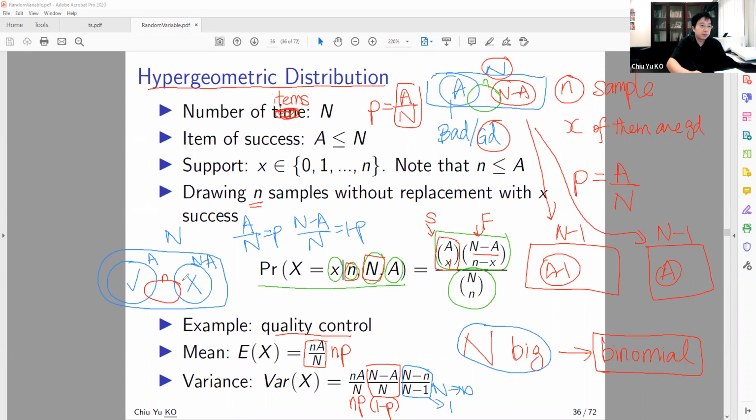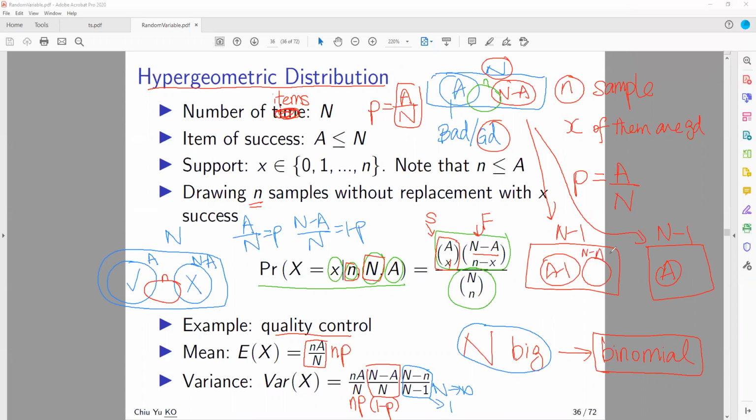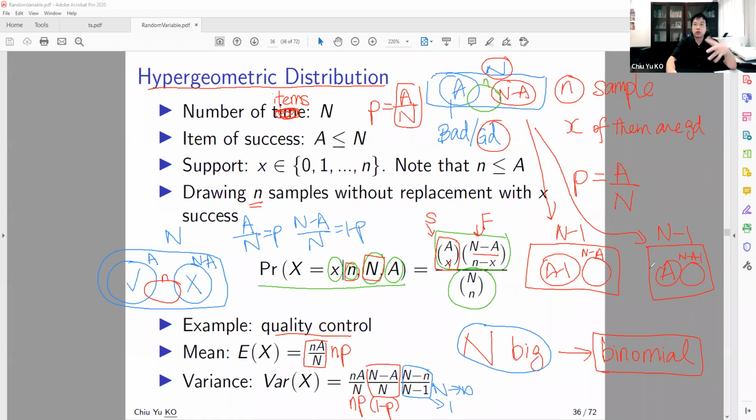And the thing is different from binomial. In binomial, I keep drawing and the background is the same. But in this case, once you draw one thing out of here, the population is reduced to N minus 1. In addition to that, it depends on what you draw. This becomes A minus 1, this is still N minus A, but what's left here is N minus A minus 1, depending on what you draw, okay? So that's the key difference between the two. Is that clear?